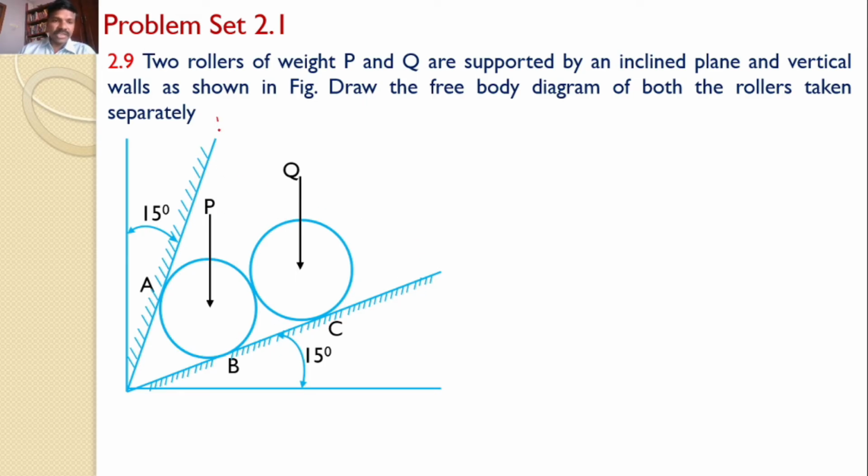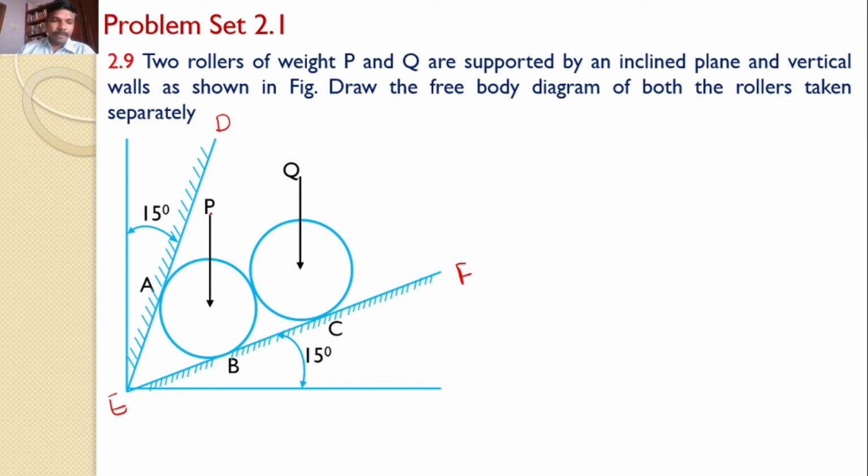Clearly we can see in the diagram P and Q are supported by some fixed support. Let us give some names here: D, E, F. So the rollers P and Q are supported by inclined fixed walls D, E, F. Our interest is to draw the free body diagram of roller P and Q separately. Let us discuss roller by roller. First, let us consider roller P.